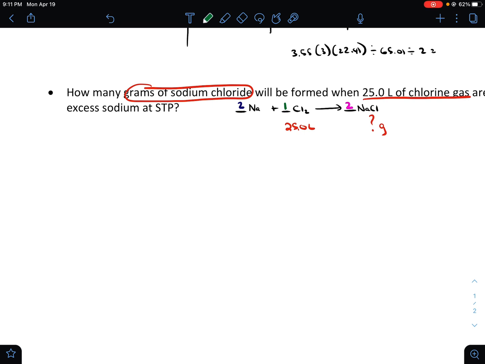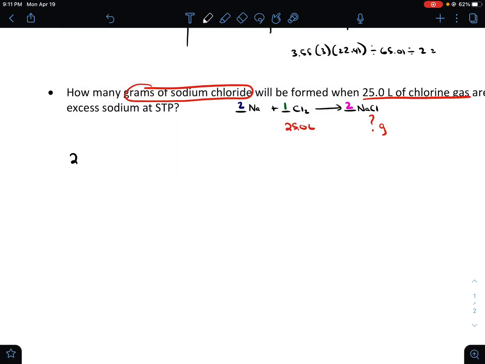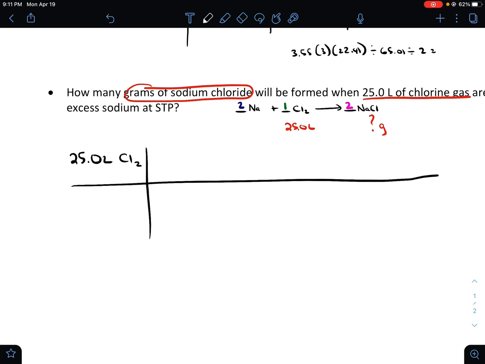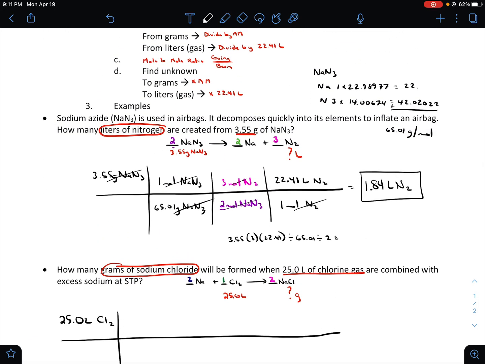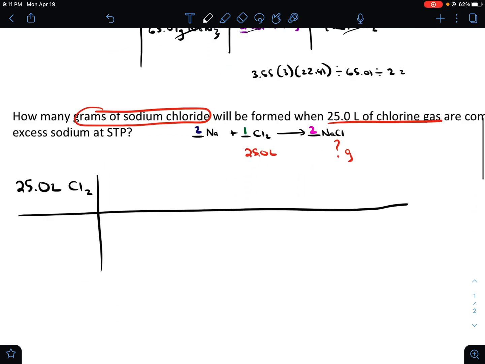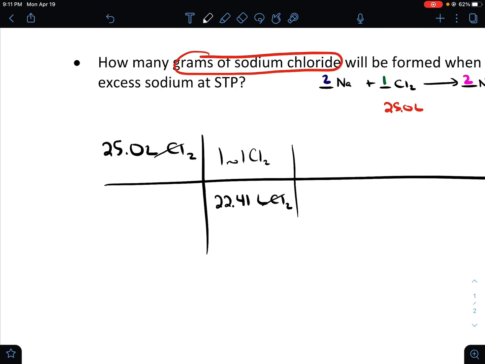We're going to start with what we know. So in this case, we're going to start with our 25.0 liters, 25.0 liters, and that's of Cl2. Make our little handy-dandy T-chart. Now, this time we're at liters, so if we go back up to the top, if we're going to moles, we've got to divide by 22.41, so we're going to put 22.41 on bottom and 1 mole of Cl2 on top. This way, liters of Cl2 cancel.